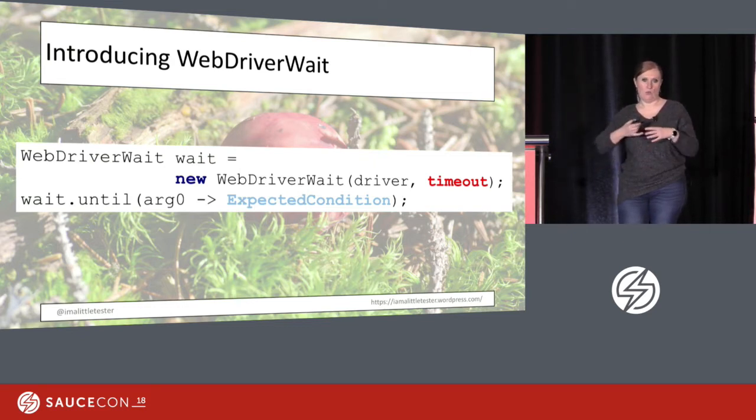So basically, when you want to write a wait method, and you can write custom waits for all kinds of events, you just have to specify these two things. What is the timeout that you want to wait for? And what is it that you want to wait for?